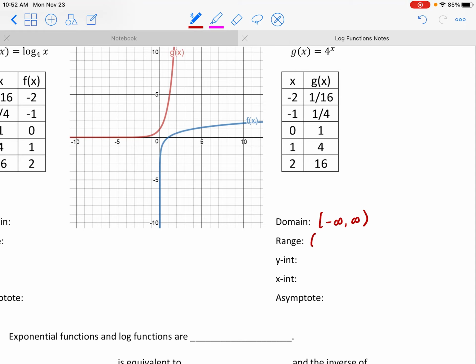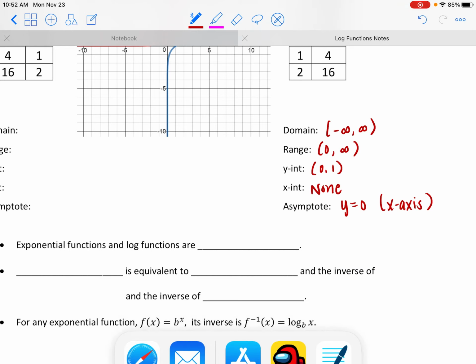Okay, we had our range that started at, or approached, 0 and went up forever. We had our y-intercept at (0, 1). We had no x-intercept, and then we had a horizontal asymptote at y equals 0, which was our x-axis. Okay, so that's what happened with our exponential.